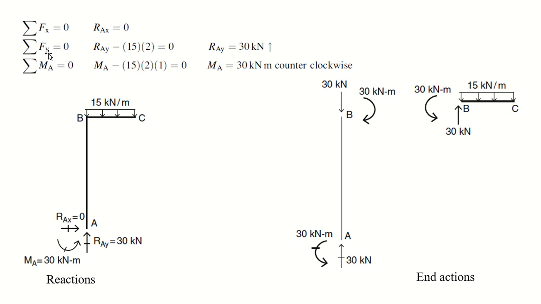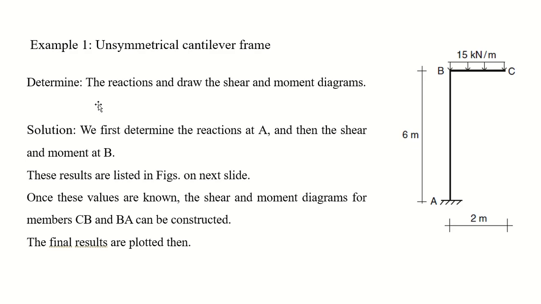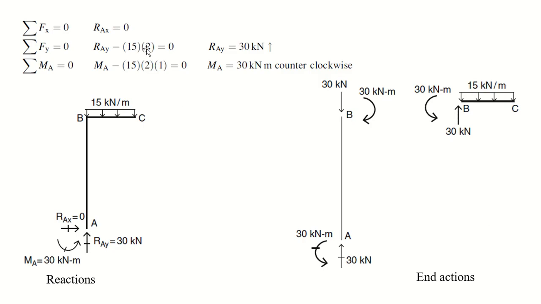Now, using the other equation, summation of Fy. This is your load in the y direction, 15 kilonewton. And how much is the distance? 2 meters. So 15 into 2, 30, right? So Ra is in the upward direction and 15 is in the downward direction. So Ray minus 15 into 2 is equal to 0. There is no other vertical force. So Ra is equal to 30 kilonewton.